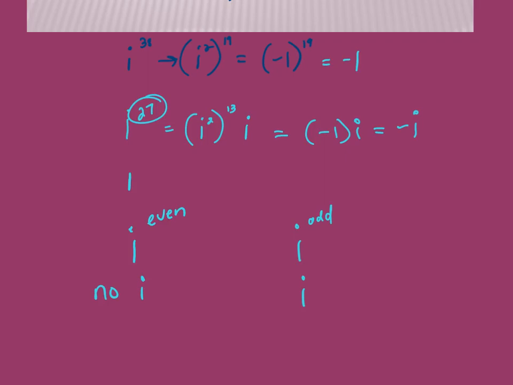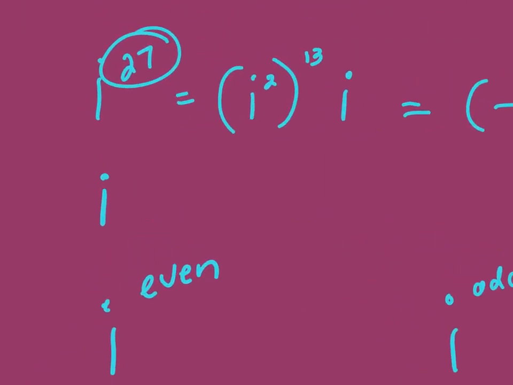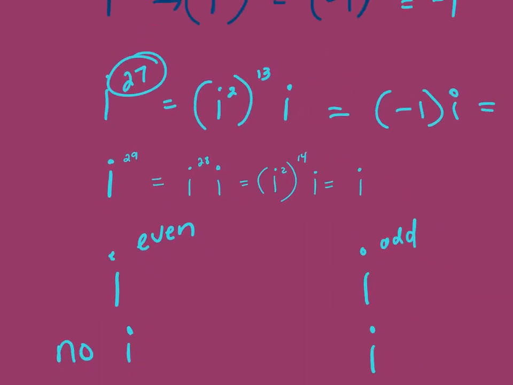So let's say I had i to the 29th, right? You can write this as i to the 28th times i, if that's easier. And then i to the 28th would be i squared to the 14th. That means there's an even number of negative ones, which makes that positive. And then a positive 1 times i. Does that make sense? Yes. Okay. So sometimes it's easier to take it off, make it even, and then make sure you add it back on at the end.